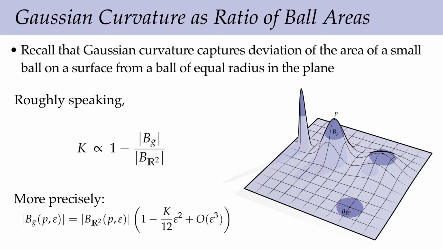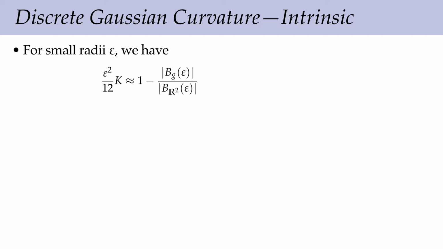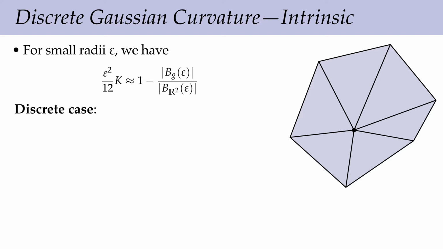Okay, so let's see how we can use this particular perspective of ratio of ball areas to get our hands on a definition for discrete Gaussian curvature. So for small radii epsilon, epsilon squared over 12 times the Gaussian curvature is roughly 1 minus the ratio of the ball on the surface to the ball in the plane. In the discrete case, we're going to consider just a vertex star. And first think about the area of a Euclidean ball. So the area of a Euclidean ball of radius epsilon is just pi epsilon squared.